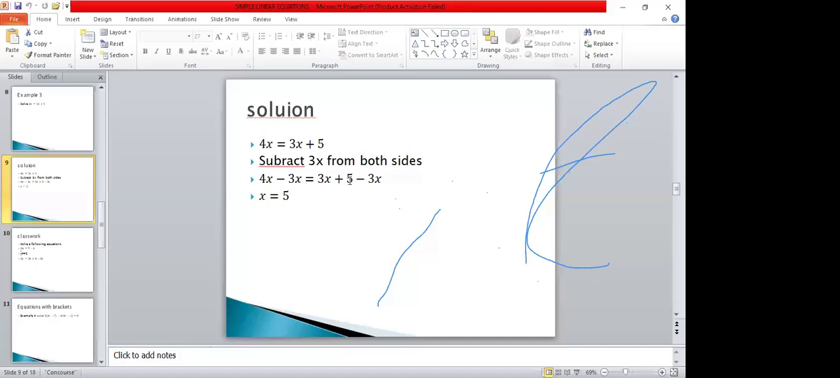Then it will remain 5, because 3x minus 3x is 0. Then it will remain 5. So the final answer is x equals 5. You can put it down quickly.